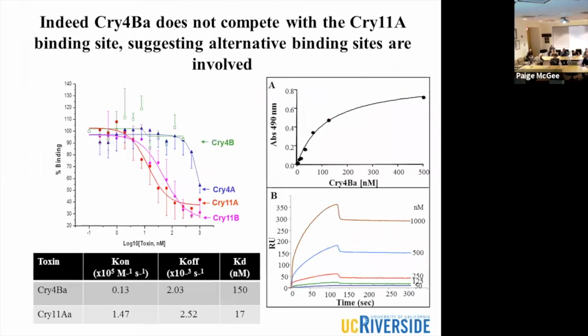So we also did binding, and you can just focus on the panel with multiple lines. You can see the figure in cry4b is a line on top. It does not compete, for example, with binding to cadherin as such. And if you look at the table at the bottom, cry11A has a very high affinity of around 17 nanomolar, whereas with cry4b we can measure it, but it is not of a significant value because it's more than 100 nanomolar, as the data shows.